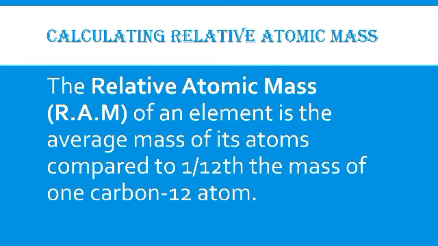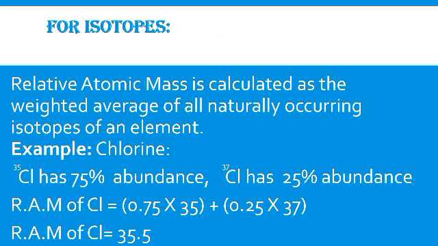Today, we are going to be learning how to calculate relative atomic mass. The relative atomic mass of an element is the average mass of its atoms compared to 1/12 the mass of one carbon-12 atom. For isotopes, relative atomic mass is calculated as the weighted average of all naturally occurring isotopes of an element.